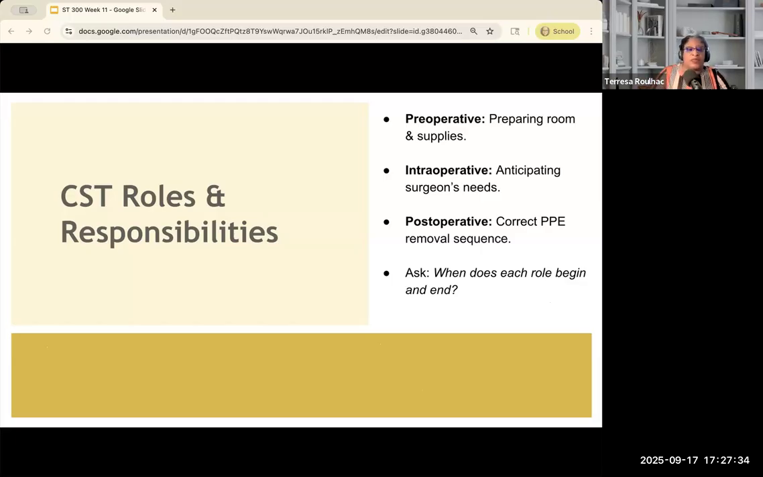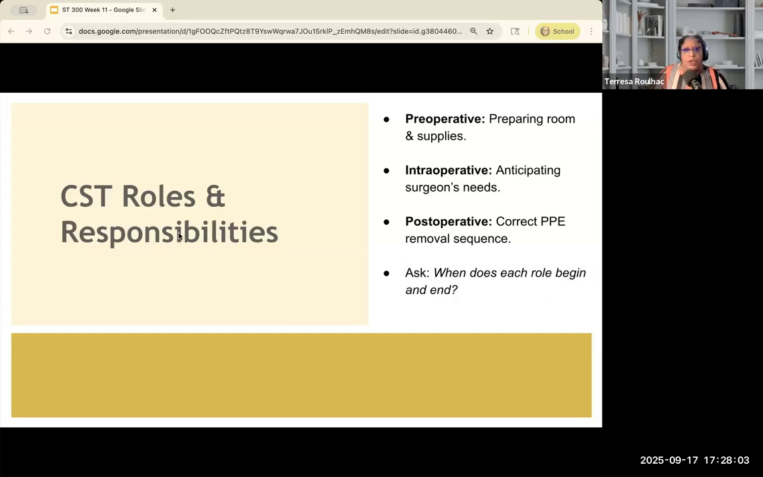Intraoperative, we are anticipating the moves of the surgeon. We are giving them the items that they need. If we're superficial, we're going to probably start off with some Adsons, maybe some Metzenbaums. Always have those up. Bovie, Ray-Tec sponges, things like that. And post-operatively, we're looking at safety and correctly removing our gown and gloves in the right sequence because one, we don't want to take anything home to our families, and two, we want to avoid contamination.